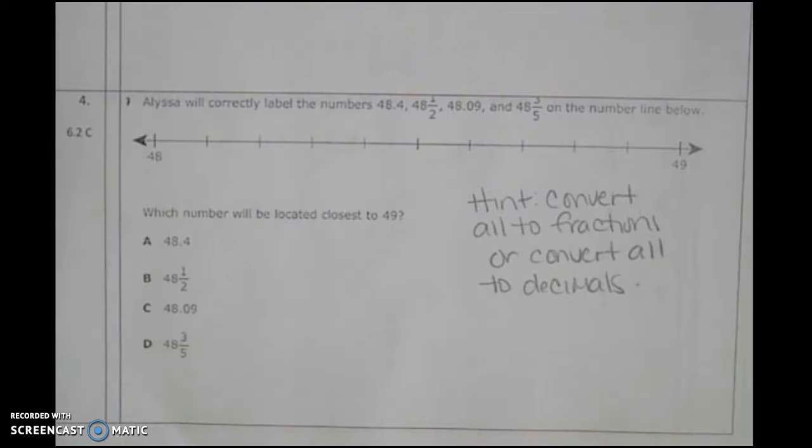Number 4. Alyssa will correctly label the numbers 48.4, 48 1/2, 48.09, and 48 3/5 on the number line below. Which number will be located closest to 49? Your hint: convert all the fractions or convert all to decimals. Pause to do your work.